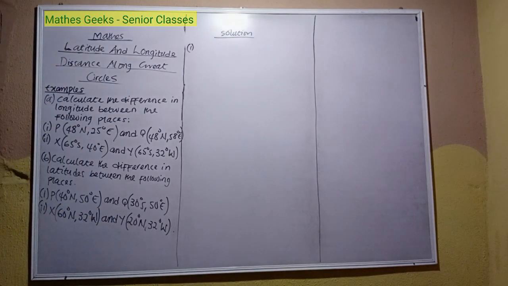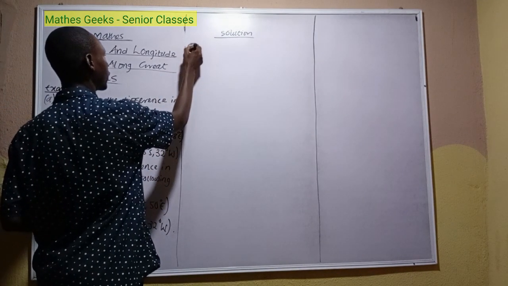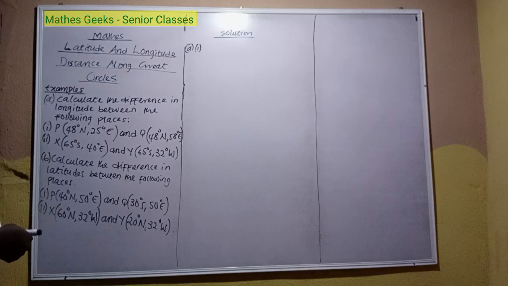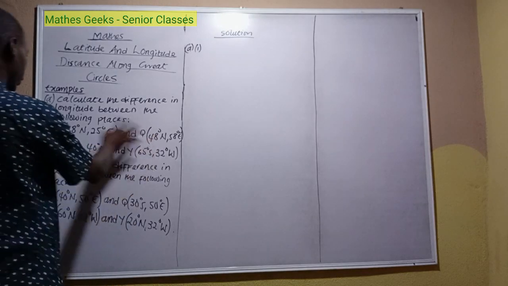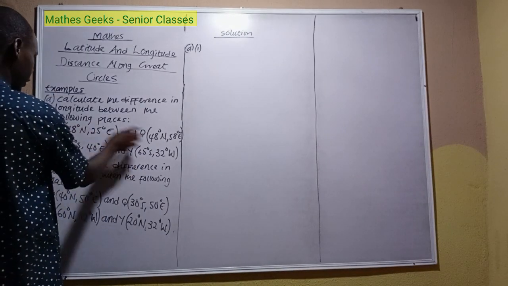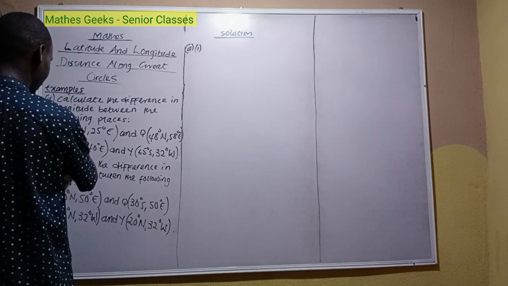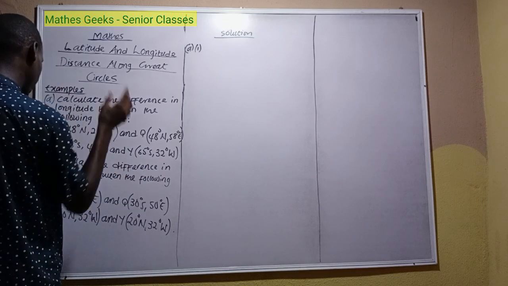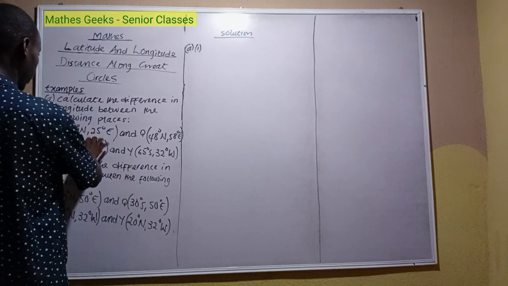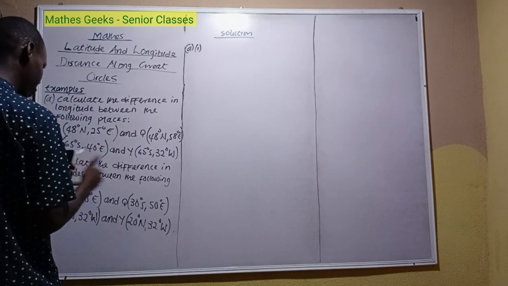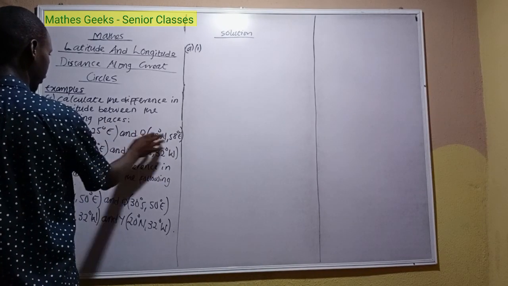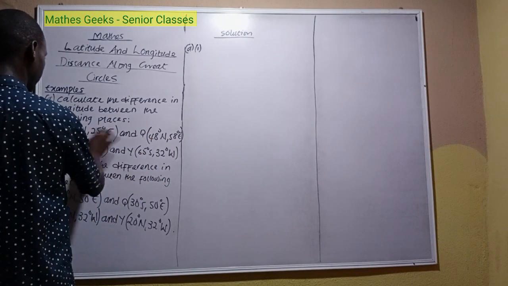So calculate the difference in longitude between the following places. This is A, and I'm taking my figure 1. So P is 48 degrees north, 25 degrees east, and Q is 48 degrees north, 58 degrees east. In this case, sometimes you may not need to draw your diagrams, and I'm not going to draw the diagram. Both P and Q are on latitude 48 degrees north, which means both points are on the northern hemisphere, but on different longitudes. And both of them are on the east, 25 degrees east and 58 degrees east. So both latitudes are the same, the longitudes are different.